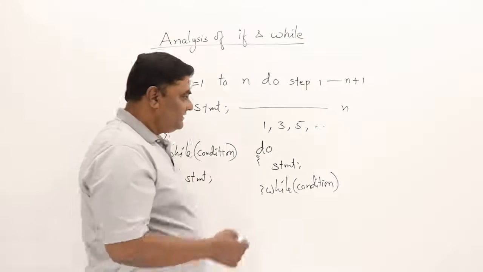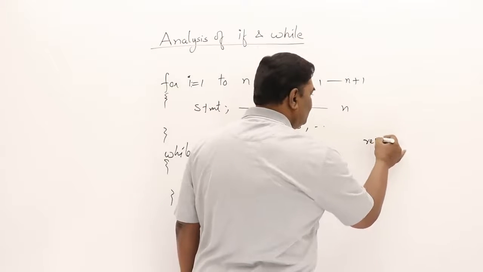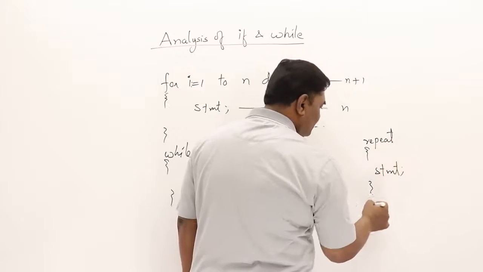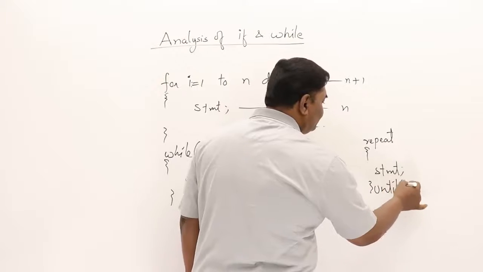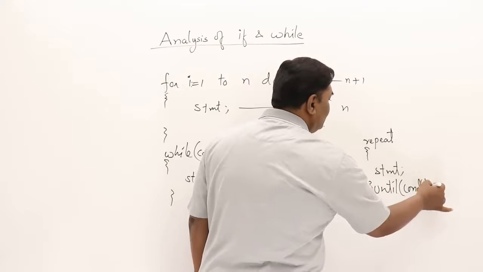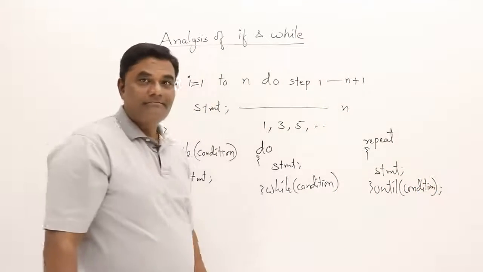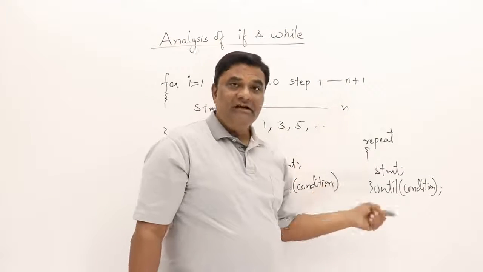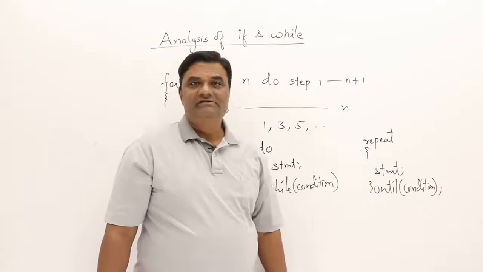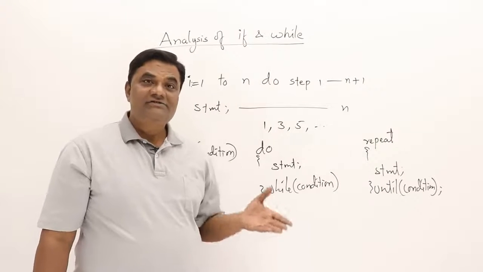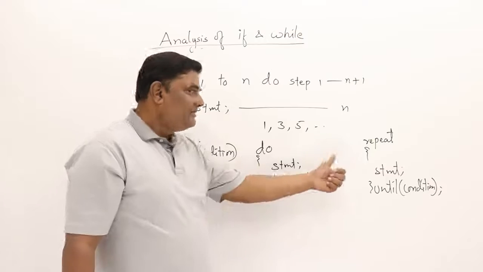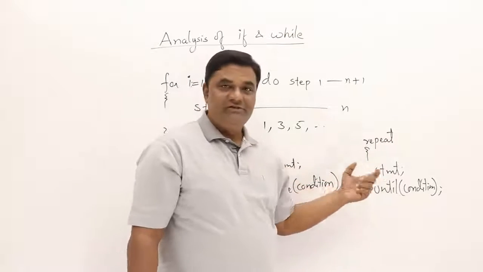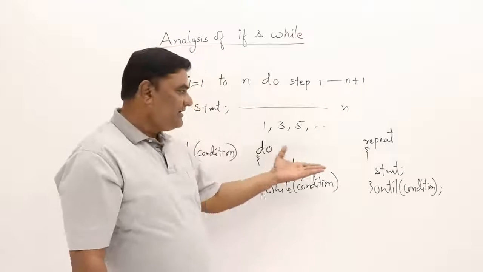But in old languages, there used to be a loop called repeat some statement inside until some condition. Now these loops were different. Repeat until loops are different. This will repeat as long as the condition is false, and once the condition is true, it will stop. So it is similar to do while. How? A minimum of one time the statement is executed. But it is different compared to do while.